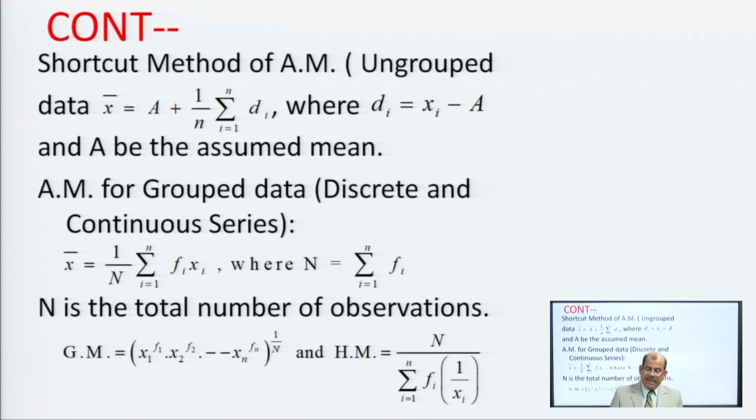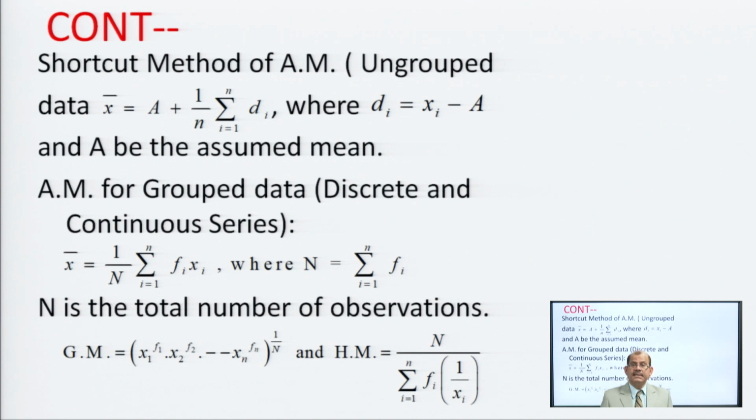Assumed mean for grouped data, discrete and continuous series. In a discrete and continuous series, frequency is also given. X bar is equal to summation i varying from 1 to n fi xi divided by capital N, where capital N is the sum of frequencies, and n is the total number of observations.